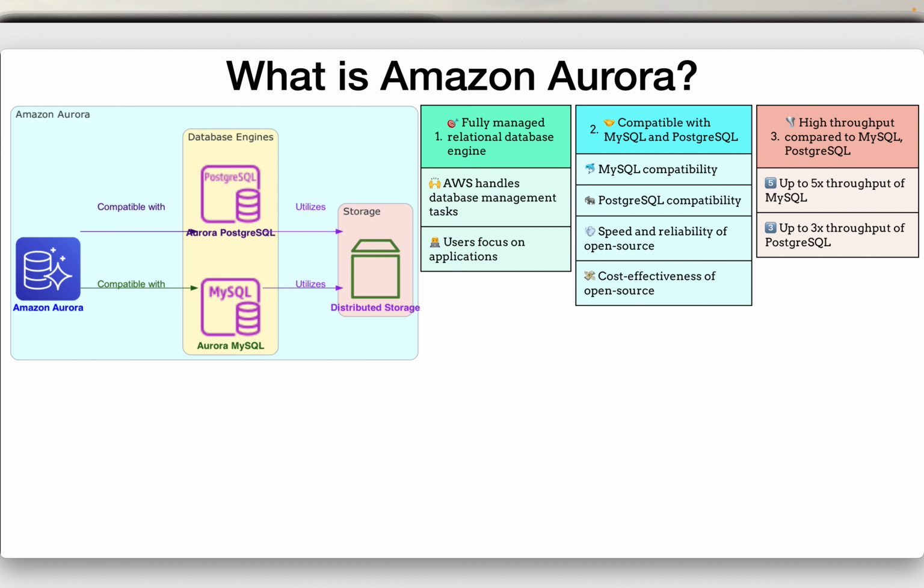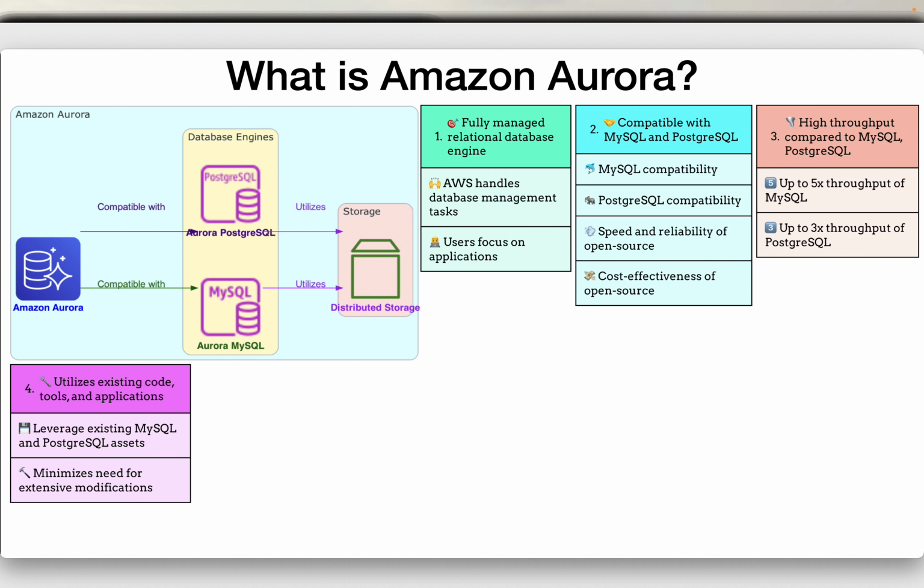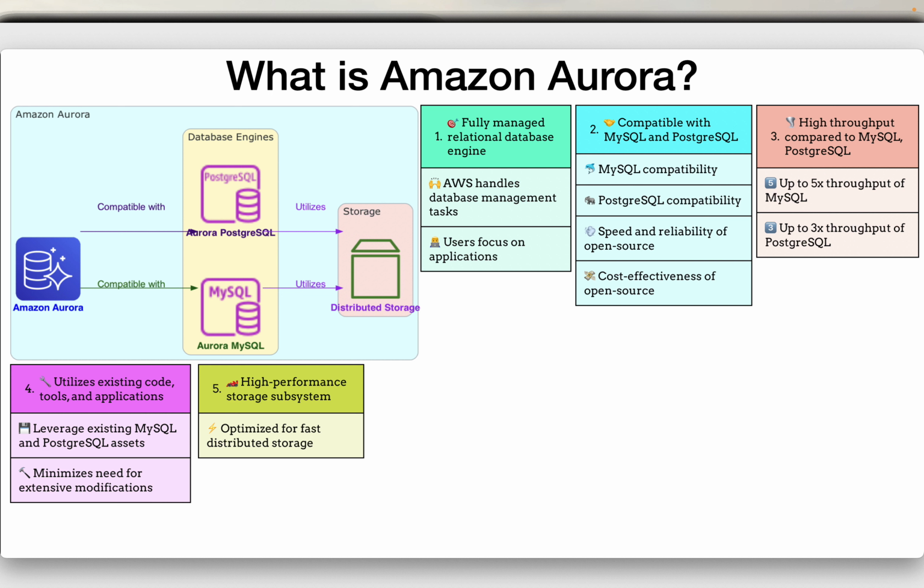With some workloads, Aurora can deliver significant performance improvements over MySQL and PostgreSQL, offering up to 5 times the throughput of MySQL and 3 times that of PostgreSQL. Users can leverage existing MySQL and PostgreSQL code, tools and applications with Aurora, minimizing the need for extensive modifications.